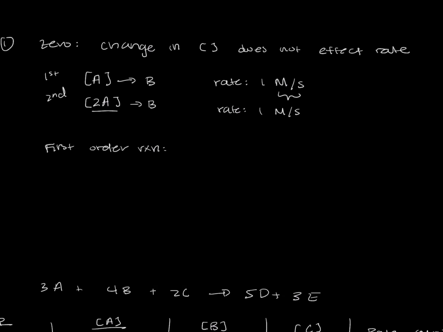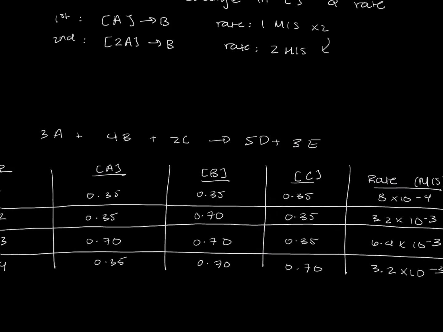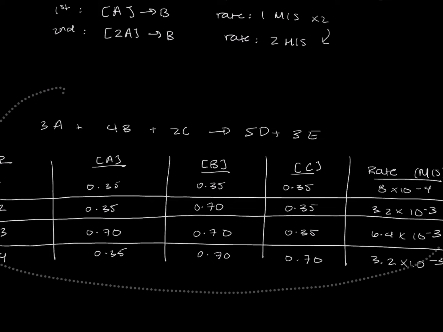Okay, so now let's go over first order reactions. This means that change in concentration is directly proportional to rate. So if we take the concentration of A and it goes to B, this is our first example, and our rate is 1 molarity per second, and let's say we increase the concentration of A by a factor of 2, that means our rate is going to be doubled. So we'll get 2 molarity per second.